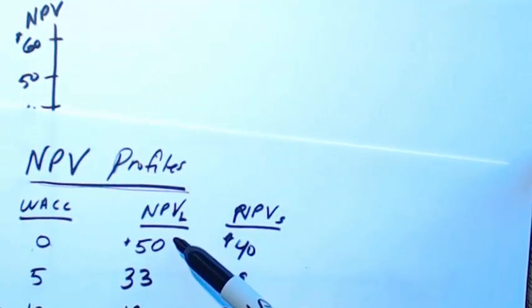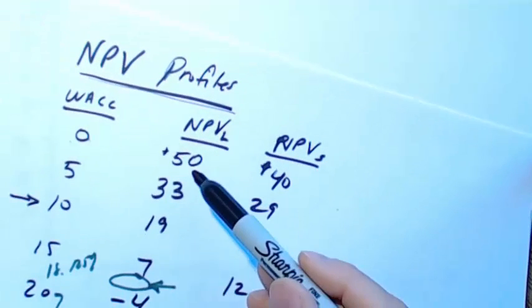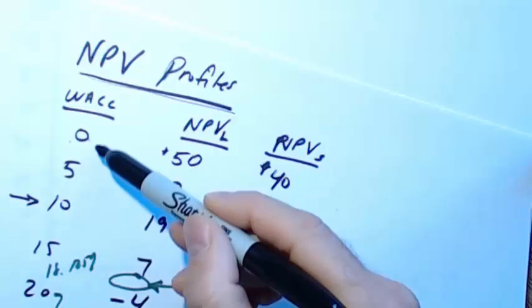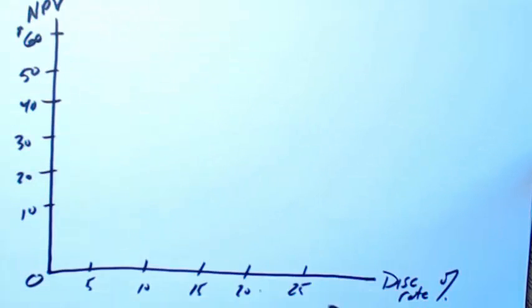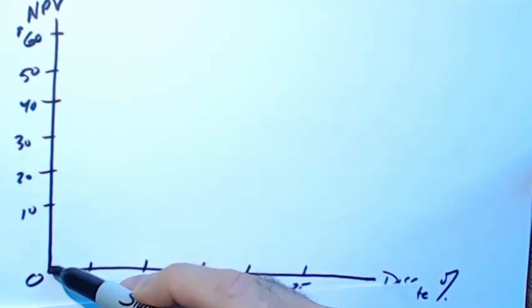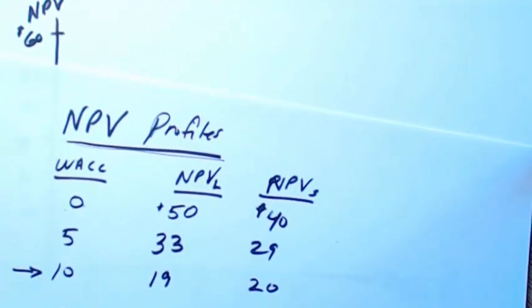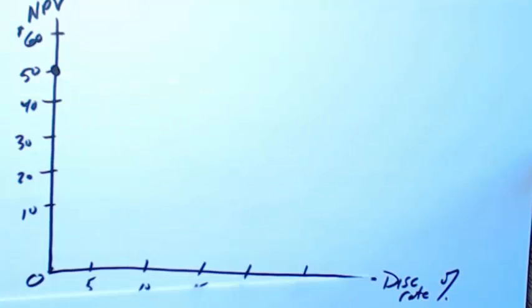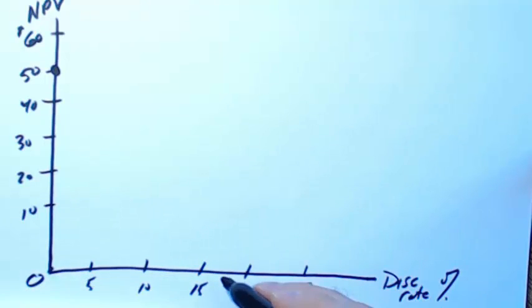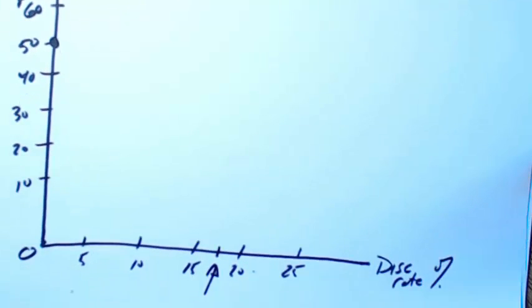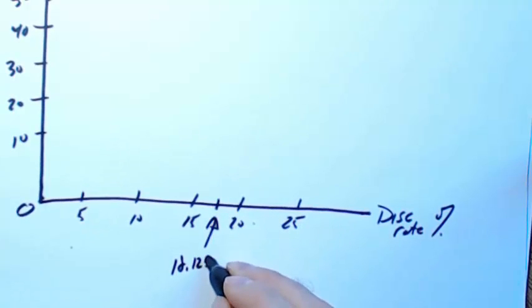So let me graph L here, and I'm going to graph these numbers with these discount rates. When the discount rate is 0, the net present value of project L is 50. So right there is L. That's where project L starts, and project L crosses the x-axis right here at the internal rate of return, 18.125%.